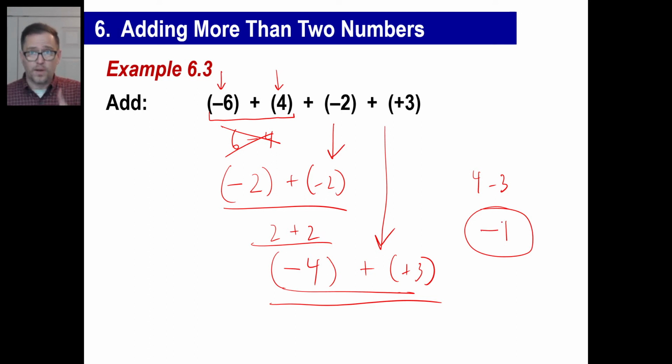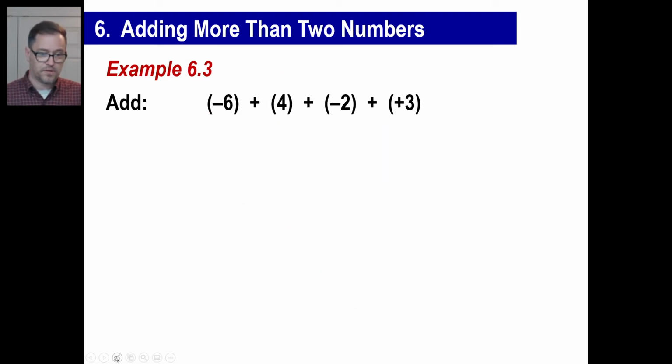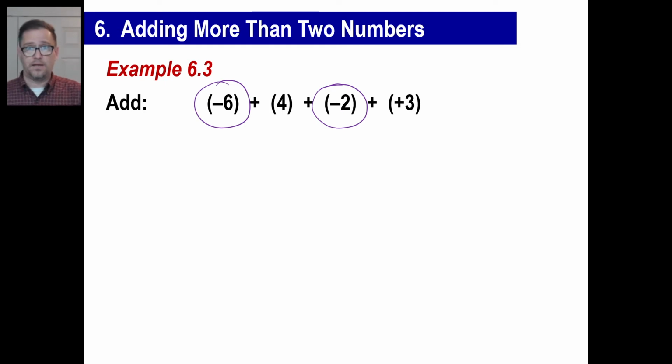Okay, really quickly, let me show you something else you can do. You can also do this and go, okay, I'm just going to lump the negatives all together. Negative 6 and negative 2. Okay, and we can go like this. Negative 6 plus negative 2. Well, they're both the same sign, right? So you just add the absolute values. So 6 plus 2 is 8. But they're both negatives, so this is going to be a negative.